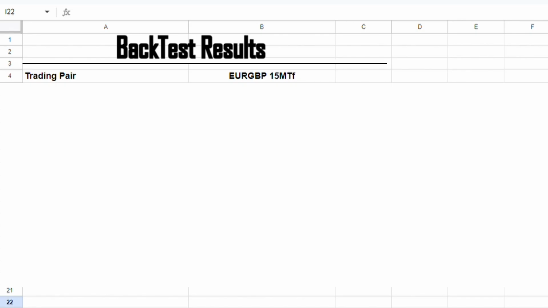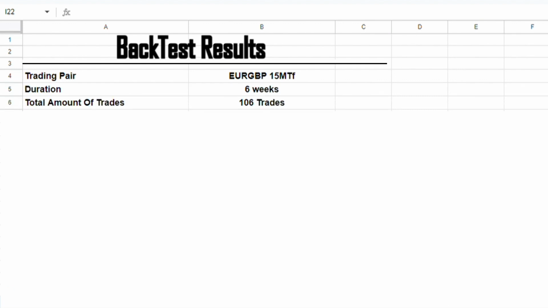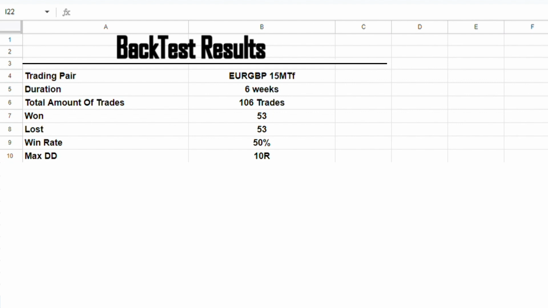Okay, so very interesting. In 6 weeks, we took 106 trades, 53 won and 53 lost, which means we still definitely lose, but we had a 50% win rate, which is not bad considering we're going for a 1.5 risk to reward, but not great either. Now the max drawdown was 10% and the max gain was 13.5%, which means it's positive, but we need to be careful on a funded account. Now the net profit in 6 weeks was 26.5%.